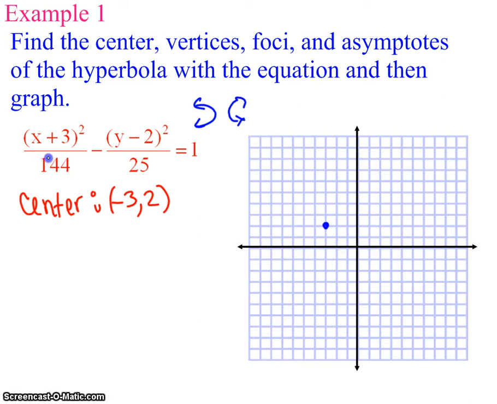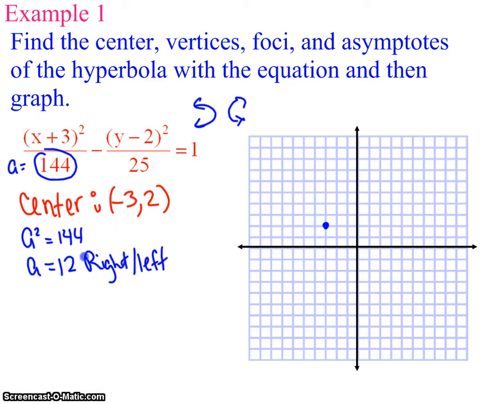The first denominator is your A. Since it's the denominator of your x, then you're going to move left and right 12 units. Because it's under the x, x is horizontal. So you go 12 to the right. And then 12 to the left. That's going to be a long box.